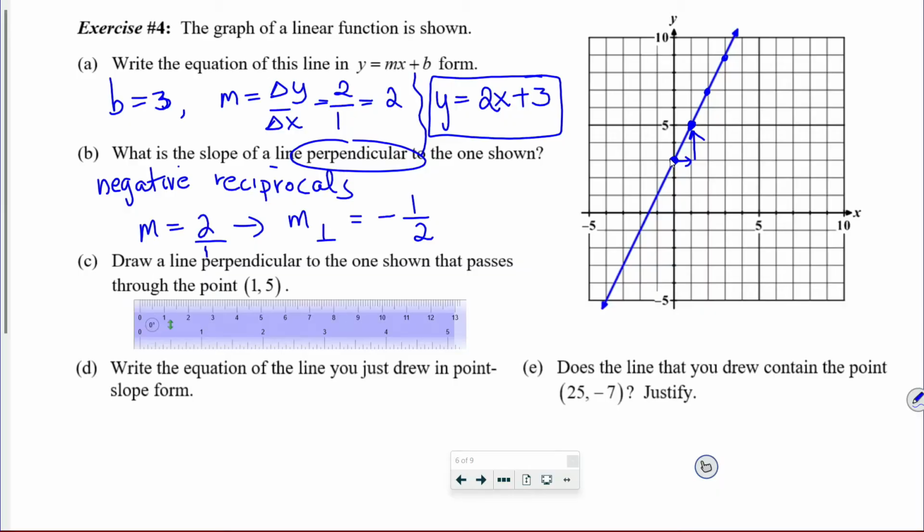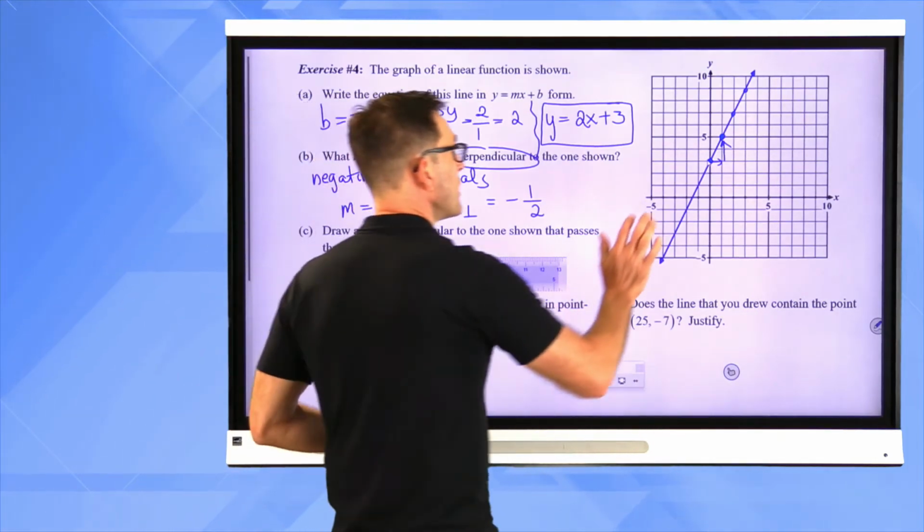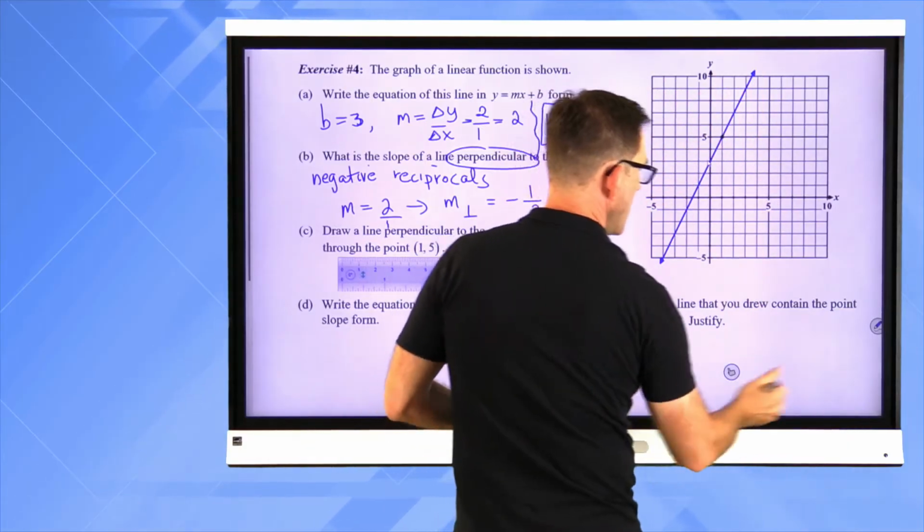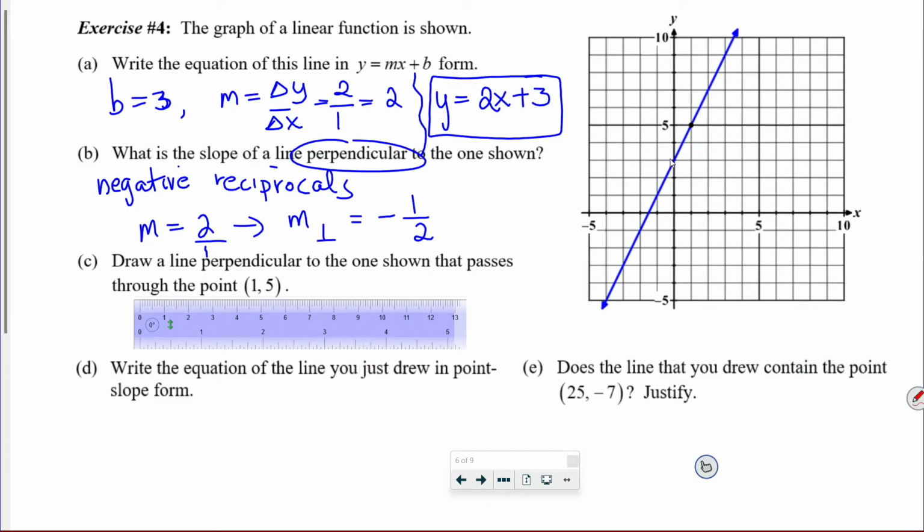Letter C. Draw a line perpendicular to the one shown that passes through the point 1, 5. Awesome, cool. So now I'm going to erase these. I think I'm going to go into red just to give us a nice contrast. There's our point 1, 5. Now I need to use this slope, where we'll have a change of y of -1 and a change of x equal to 2. So I'll go down 1 and to the right 2, down 1 to the right 2, etc. I could also reverse that and go left 2 and up 1, etc.